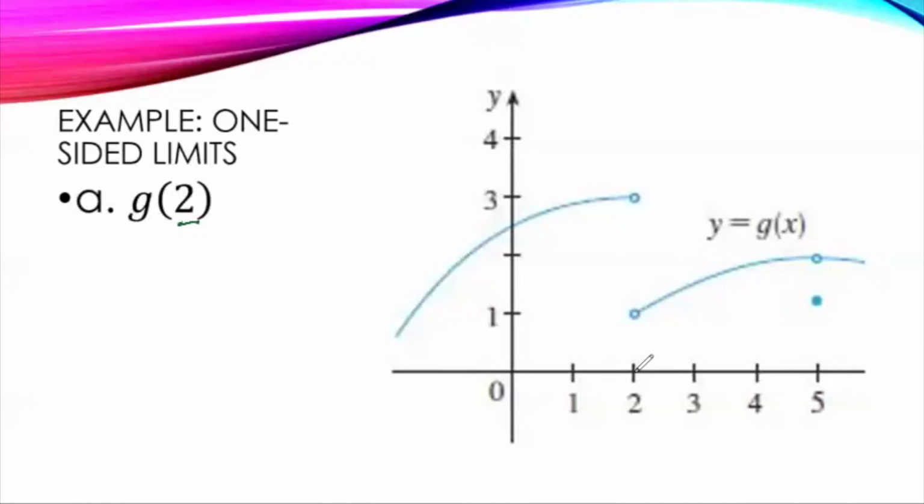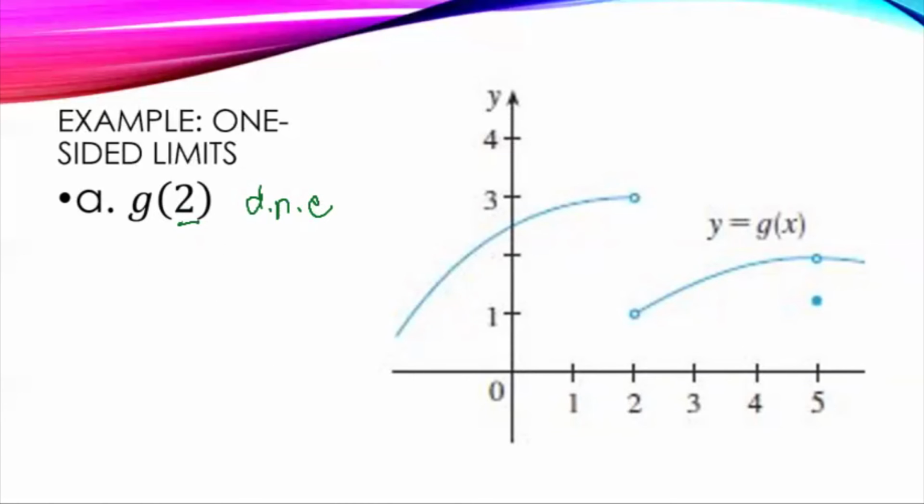Now, the g of 2 here does not exist. Why? Maybe you will ask, there is a circle here with a hollow. Maybe we can say that the g of 2 is 1 or 3? No, it's not 1, it's not also 3. Why? Because it's a hollow circle, which means the 2 is not included here. So in the first place, at x equal to 2 does not exist. So in this case, g of 2 does not exist. We use the abbreviation for does not exist, DNE.